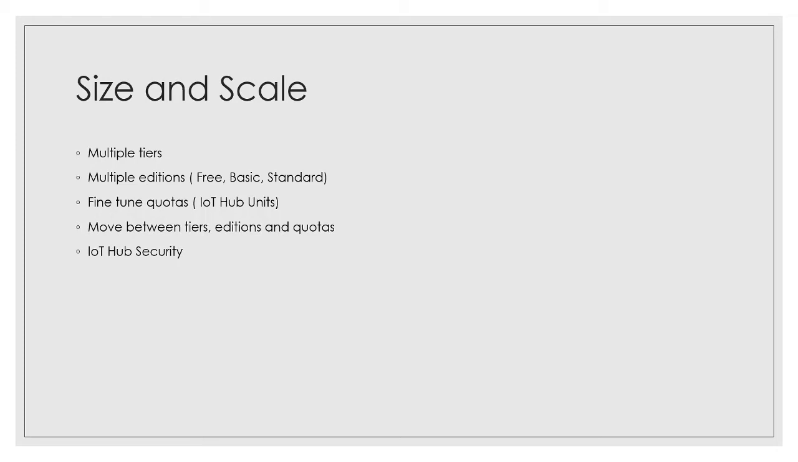We have free edition, basic and standard, and inside these editions there are tiers. For basic there is B1, B2, B3, standard S1, S2, S3, like that. So based on the user scenario, like the number of devices and number of messages per day, we need to select those tiers and editions.